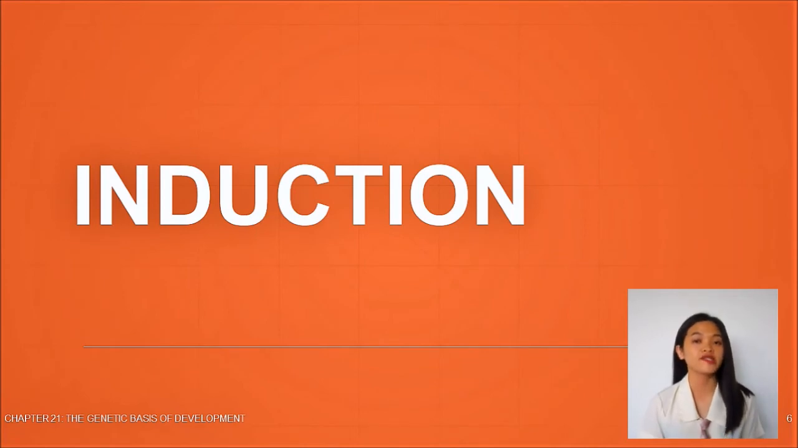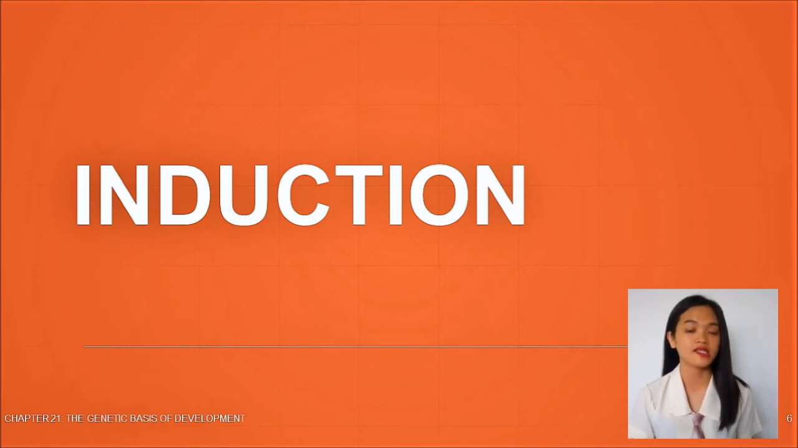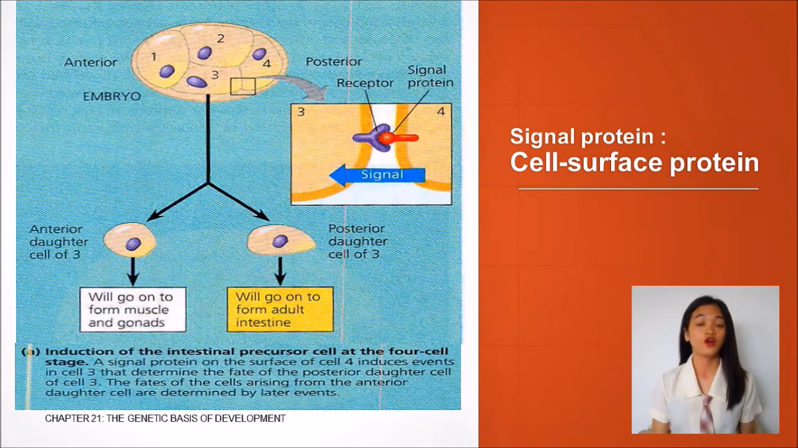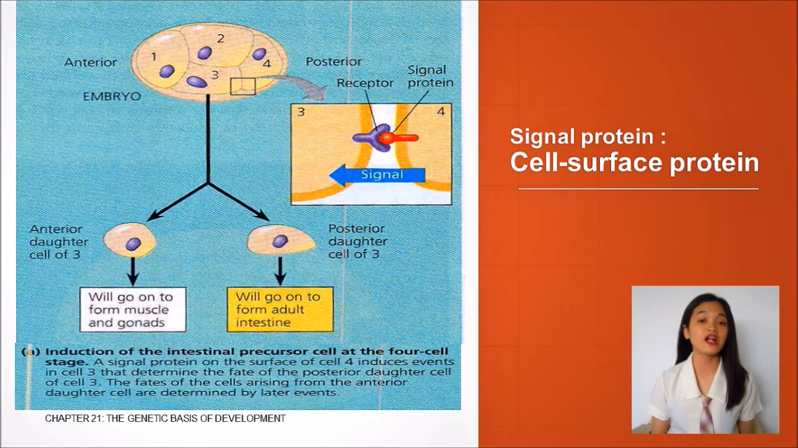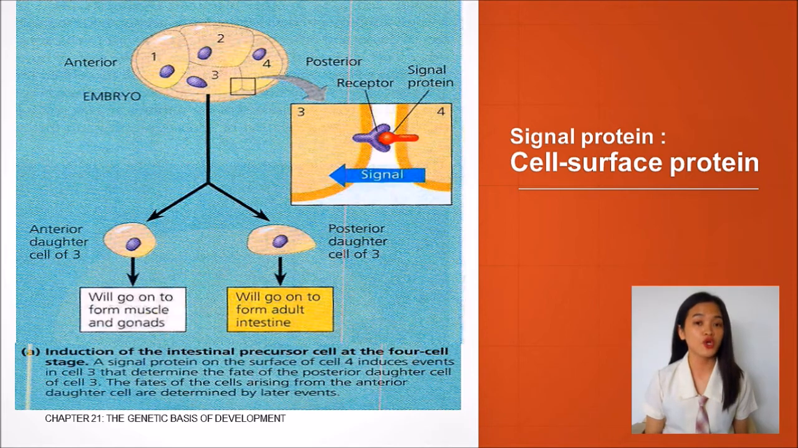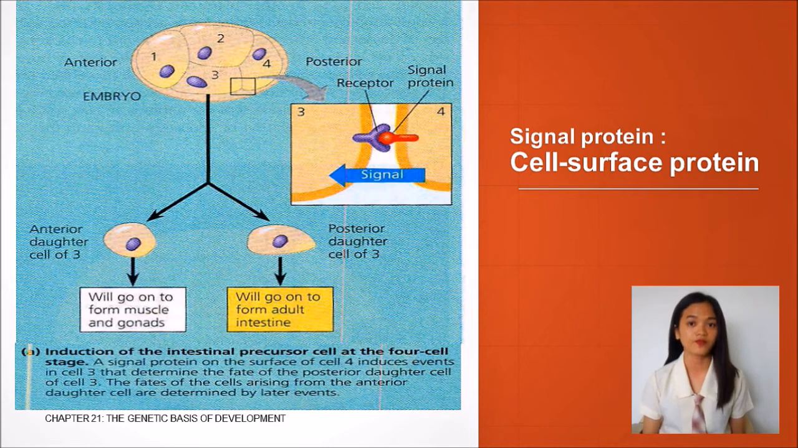As early as the 4-cell stage in C. elegans, cell signaling helps direct daughter cells down their appropriate pathways. For instance, as shown in figure 21.16a, a signal from cell 4 acts on cell 3 so that the daughter cells of cell 3 will eventually give rise to the intestine. The signal is a cell surface protein made by cell 4, which can be recognized and bound by a cell surface receptor protein on cell 3.